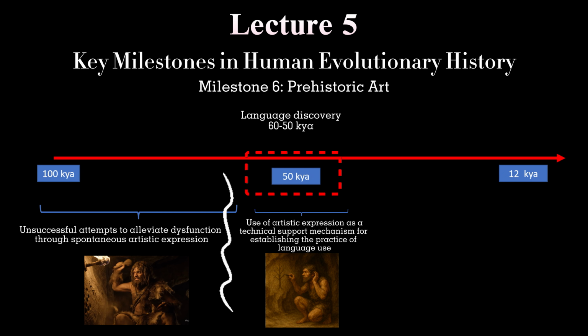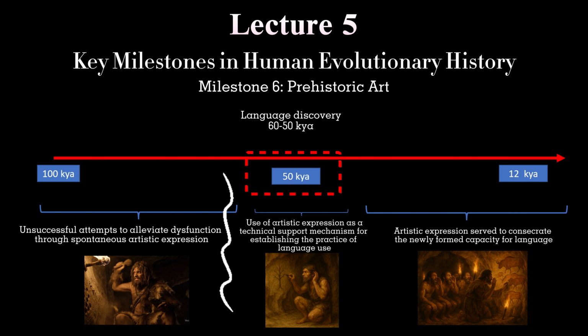Initially, for a relatively brief period, it functioned as a technical support mechanism for establishing the practice of language use, specifically by producing tangible objects within the cave to accompany the practice of echo production in its galleries. Later, once linguistic practices were fully established, artistic expression assumed a sanctifying role, serving to consecrate the newly formed capacity for language.